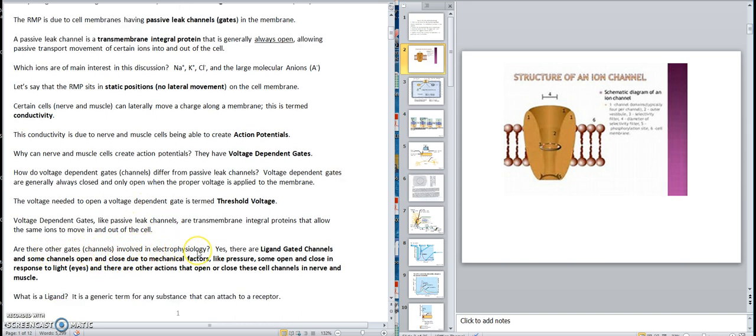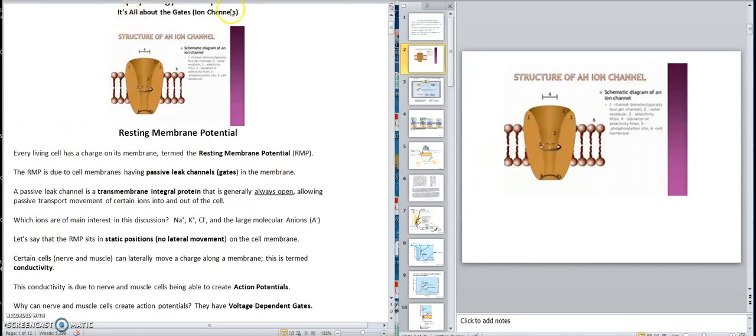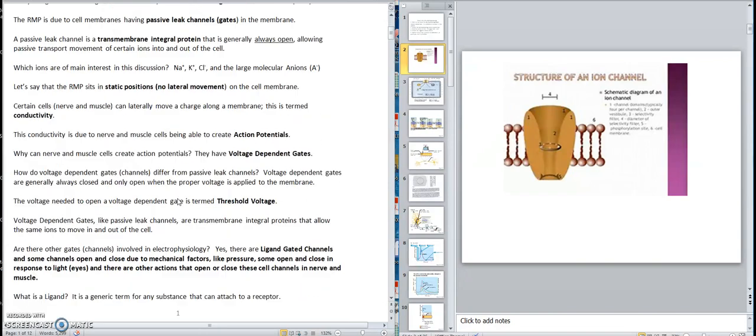Are there other gates involved in electrophysiology? Yes, there are. These are called ligand-dependent gates, or ligand-gated channels. Then we have some that open in response to mechanical factors, like pressure. Some open and close in response to light, like the retina at the back of your eye, which responds to light and opens channels. So there are different channels. That's why, when I started out, I told you it's all about the gates.